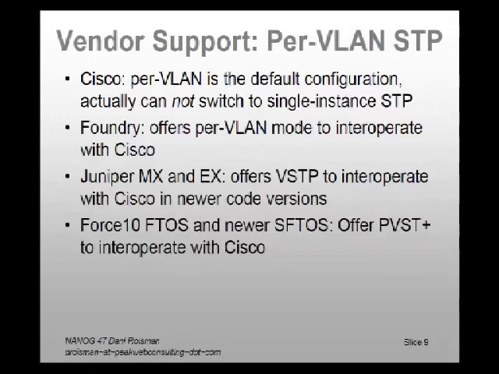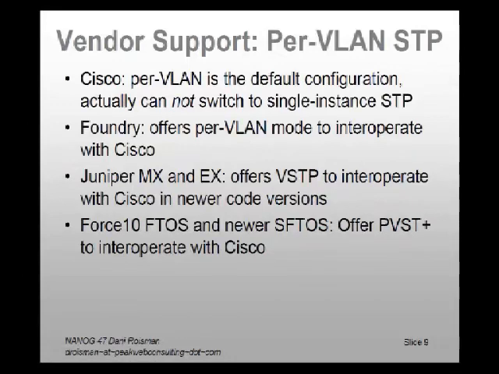Just want to take a moment and talk about per VLAN spanning tree. Cisco per VLAN spanning tree is the default. I haven't found a way to actually switch to single instance spanning tree. I apologize, I realized too late I put Foundry here, and I know we're supposed to say Brocade. So Brocade IP switches, which used to be Foundries, offer a per VLAN mode, which interoperates really well with Cisco. The Juniper MXs and EXs in the newer code have something they call VSTP, which interoperates with Cisco, reportedly really well.